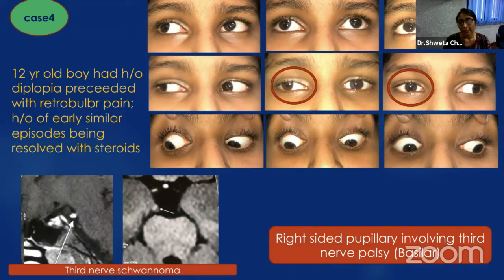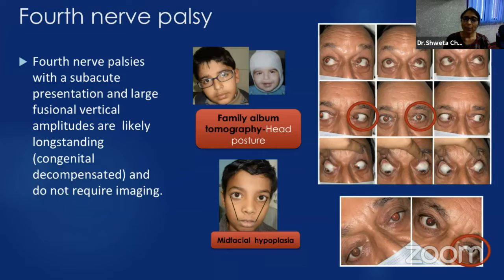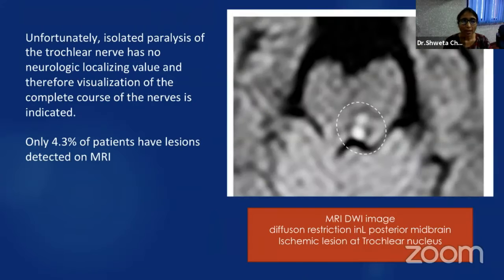The recurrent or waxing-waning type was because of the cystic changes in the schwannoma, which was occurring over a period of time and resolved with steroid. Now, fourth nerve palsies with a subacute presentation and large fusional vertical amplitudes are likely long-standing congenital. They are often decompensated, present with diplopia, and do not require imaging.